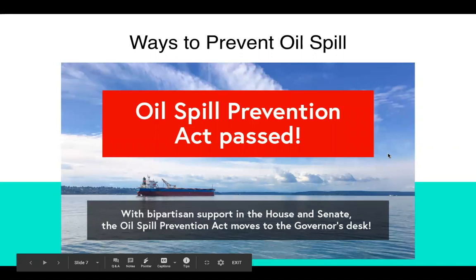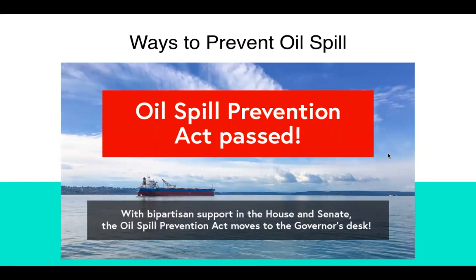So here are some ways to prevent oil spills. When you're on a boat and you have oil barrels, you should tighten the bolts, because oil usually spills when the bolts are loose. By tightening them, it prevents them from spilling.